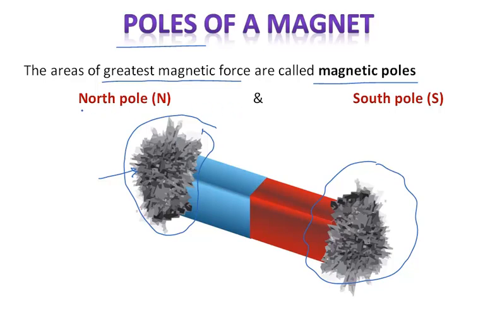One end is known as the North Pole and the other is known as the South Pole. The naming of North Pole and South Pole depends upon one special property, that is the directional property.